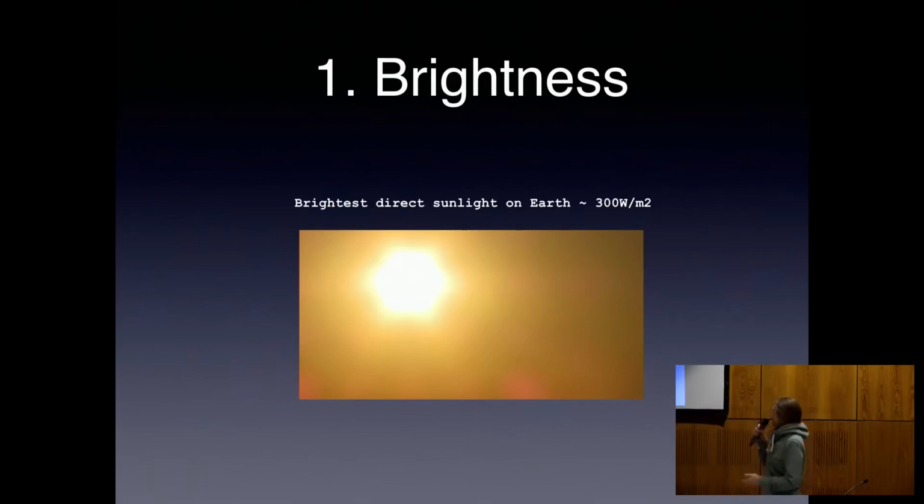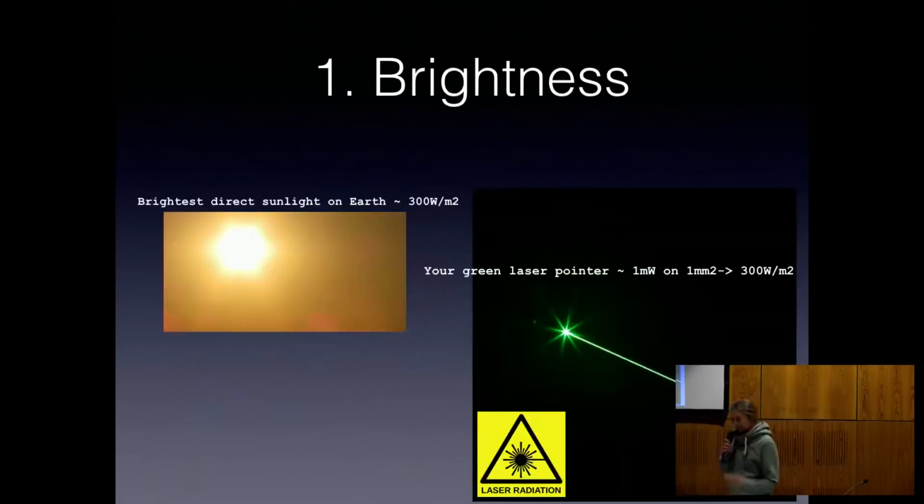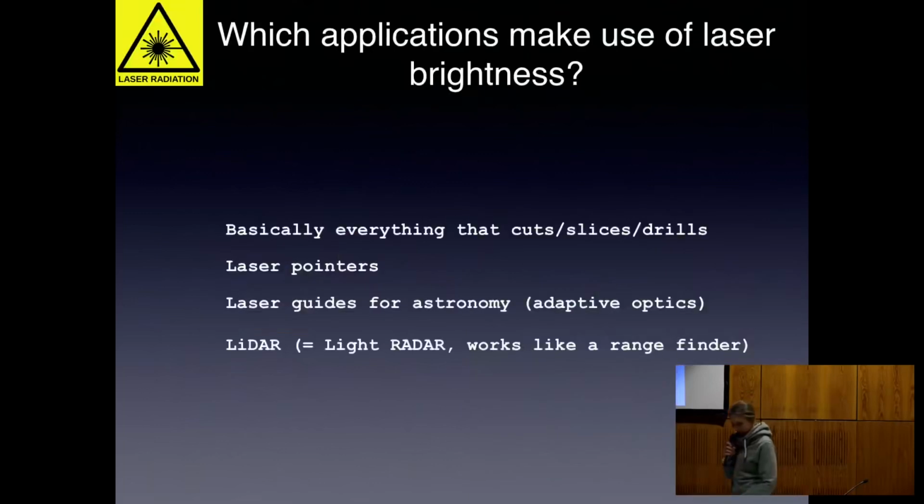So this is the brightest direct sunlight on Earth. You get 300 watts per square meter. You don't get more than that. That's like at the equator on a completely clear day. And then if you look at the green laser pointer that you have in your pocket, it's the same brightness. Of course, it's not the same amount of energy. There's a lot more energy coming from the sun than from your laser pointer. But the brightness, meaning the amount of energy per second per square centimeter, is the same for your laser pointer as it is for the sun. So that's an interesting fact to know.